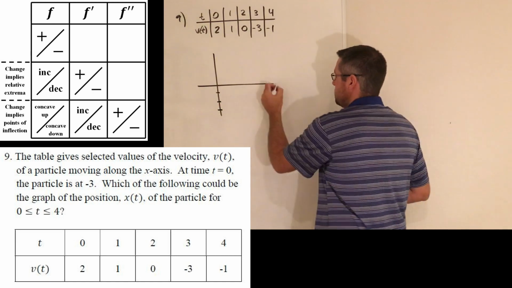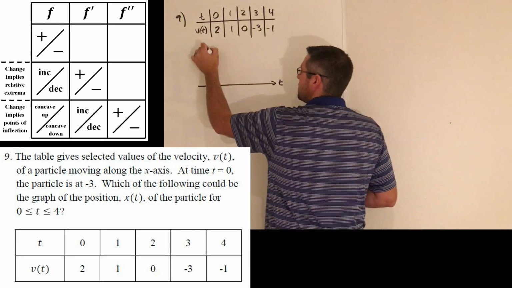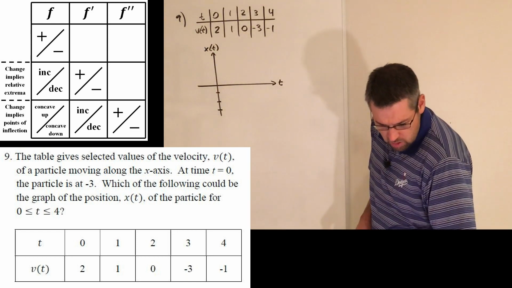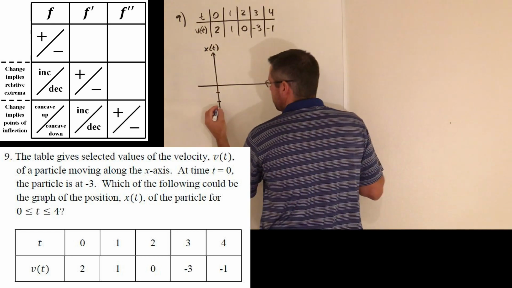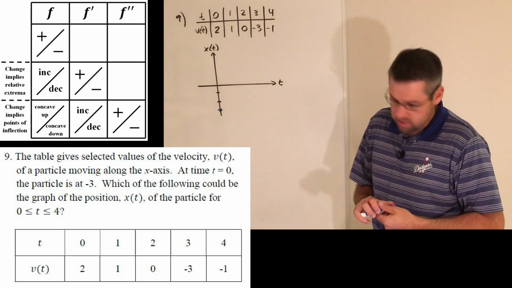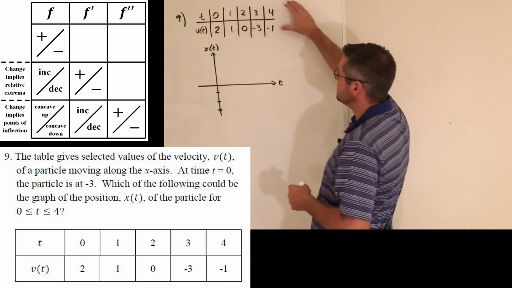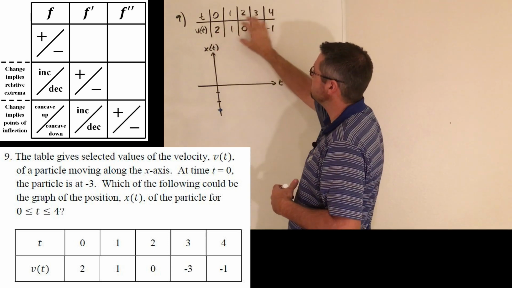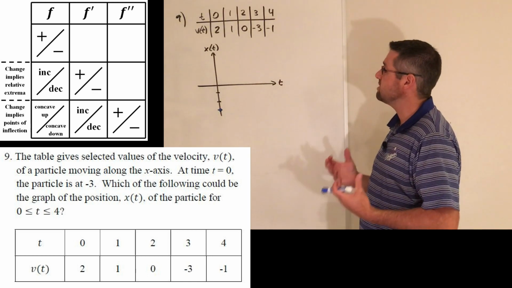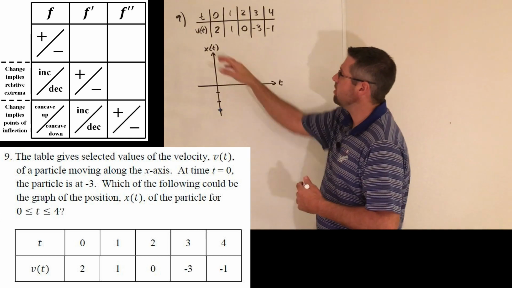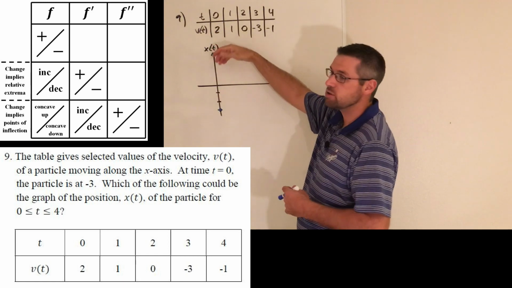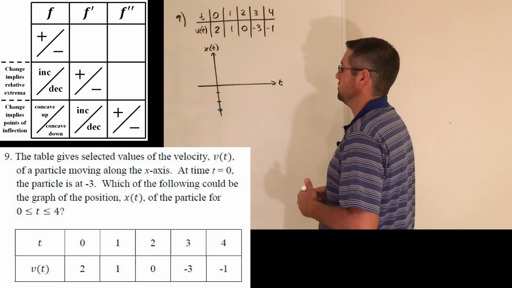So I'm going to go ahead and use a different color to represent my position graph here. We know when t equals 0, the particle is at negative 3. So we have a point there. And then it tells us certain velocities. Now, granted, it doesn't give us the velocities in between, so we can't come up with a perfect graph, but we can kind of estimate what it's going to look like based on the velocity. Now, remember, the velocity is the derivative of position. In other words, it's the slope of the position graph.